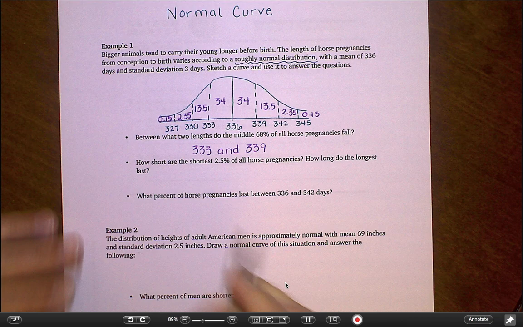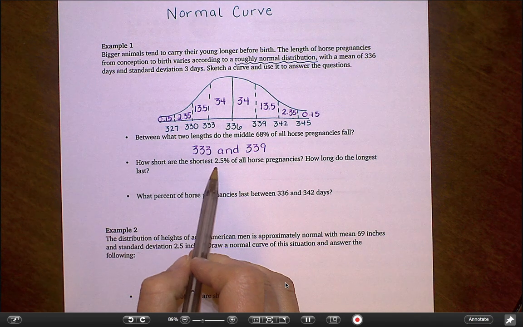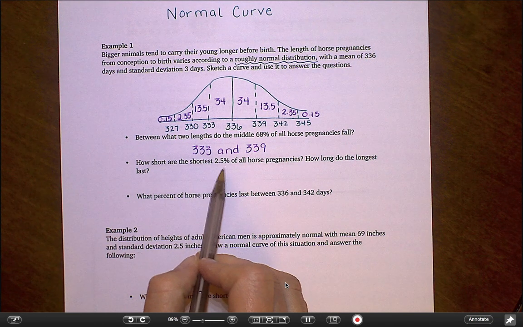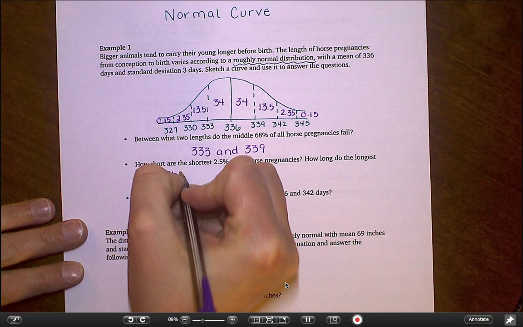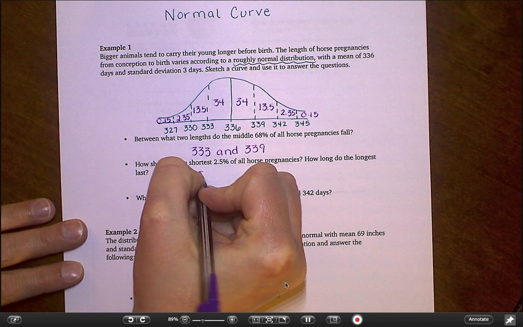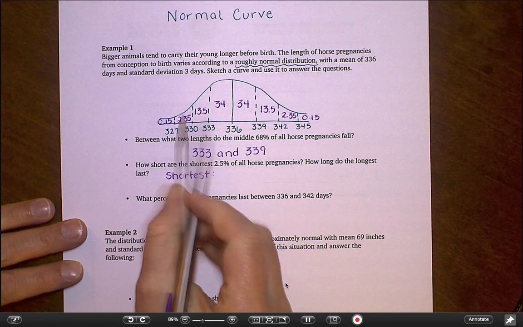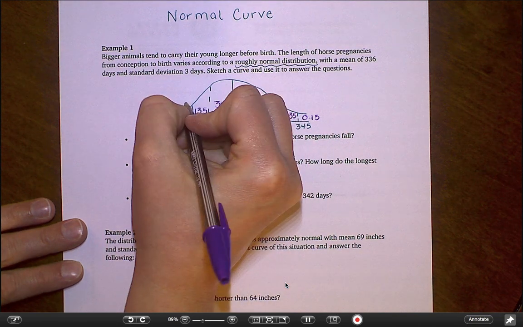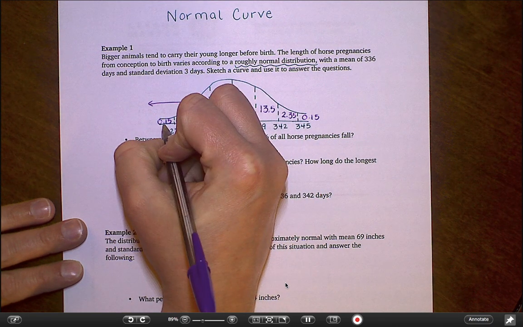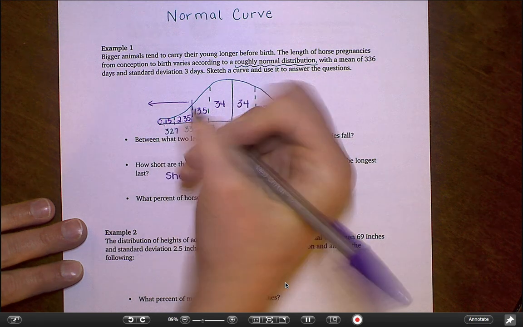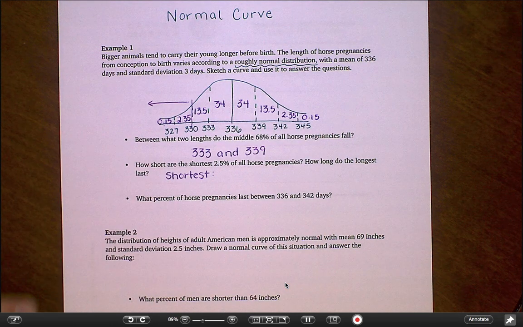Okay. How short are the shortest 2.5% of all horse pregnancies? So the shortest 2.5% would be really from here over. This is 2.5% if you do 2.35 plus 0.15. So everything from 330 down.